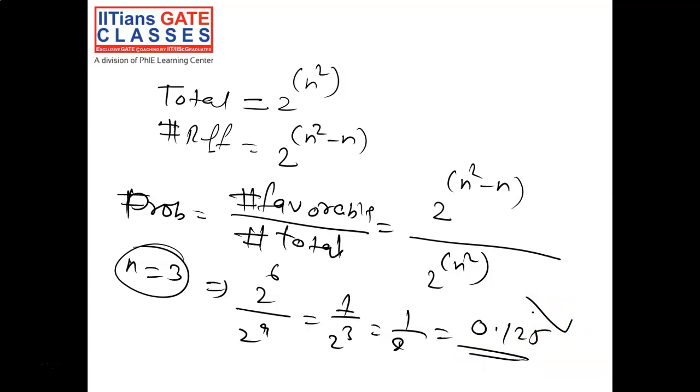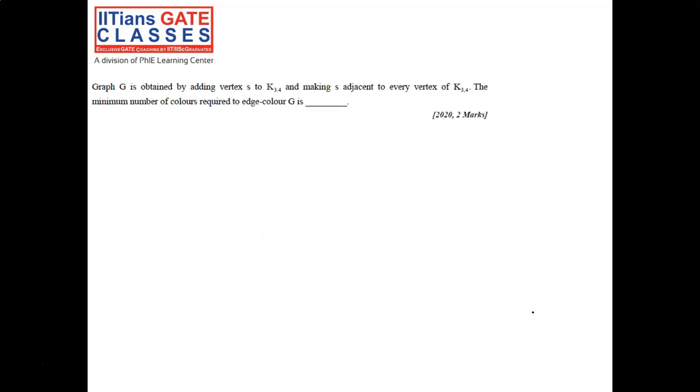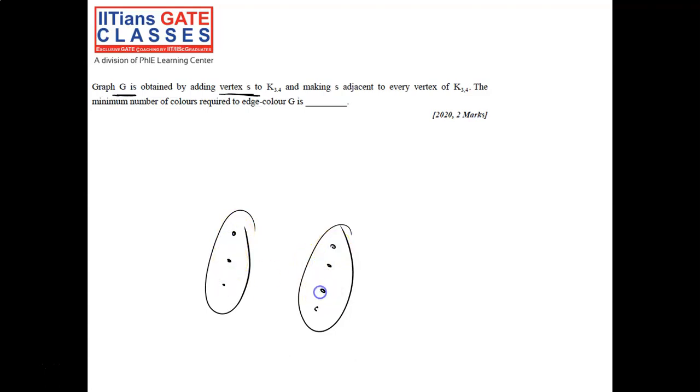So this will be our answer, and this will be our probability. Let's see the next question. In the next question, he is saying that a graph G is obtained by adding a vertex to K34. What is K34? K34 is basically a complete bipartite graph where one partition has 3 vertices, another partition has 4 vertices.